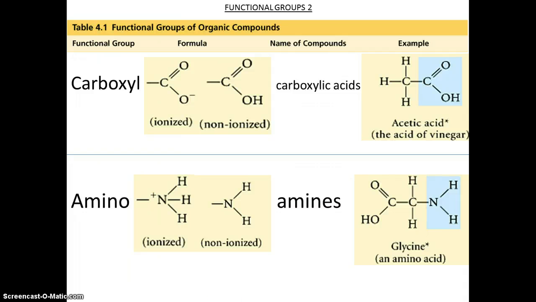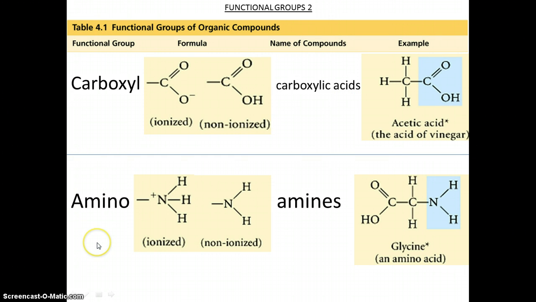Now the carboxyl group has two versions, the ionized form where it loses that hydrogen atom, and non-ionized. And as you can see, it has the word acid. And what do acids do? They give up hydrogen ions. And so again, it makes that molecule polar and acts like an acid because it can donate that hydrogen ion.